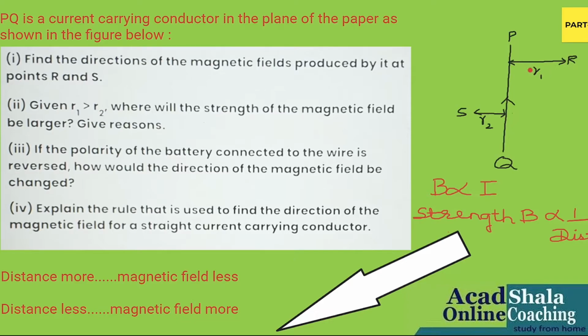Of course, when the distance is more, that means this point R is away from the conductor PQ. Of course, children, so magnetic field will be less. If distance is less, that is, the distance of this point S from the current carrying conductor is less, what will happen? Magnetic field will be more. Obvious. Very, very important and very simple and true.